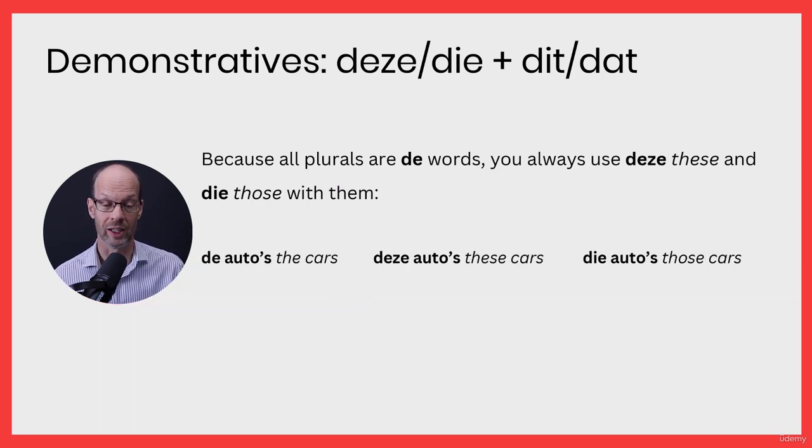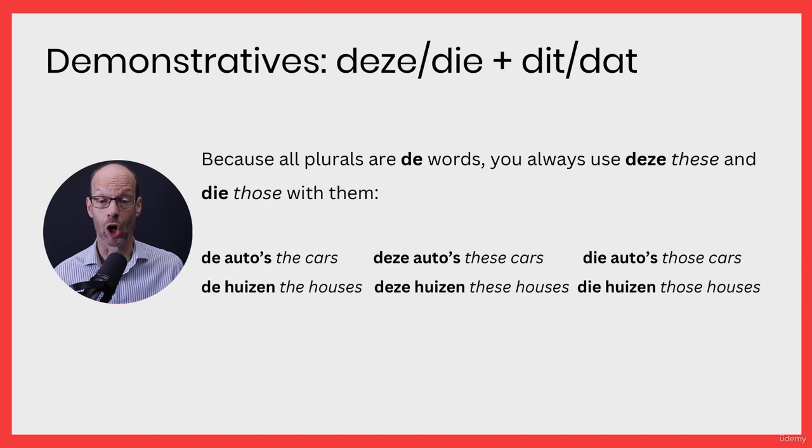So, for example, we have de auto's, so that is plural, right? And then it becomes deze auto's, these cars, or die auto's, those cars. And then we do that the same with de huizen, so that's a het word, right, het huis. But you see, when it's plural, then it becomes de huizen. So all the plurals are de. And because of that, we have deze huizen, that means these houses, and die huizen, those houses.